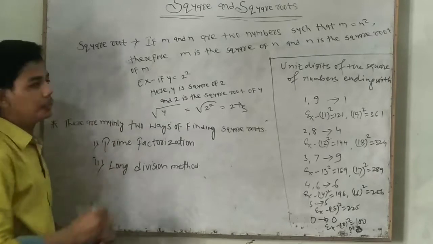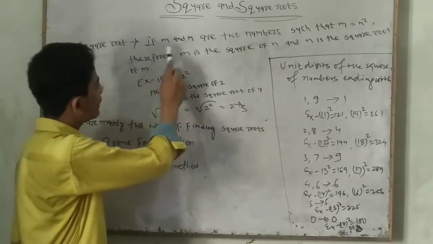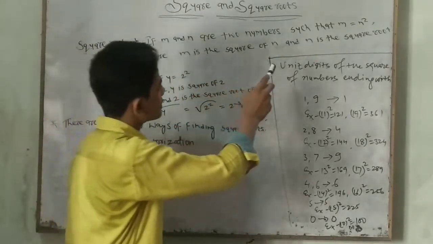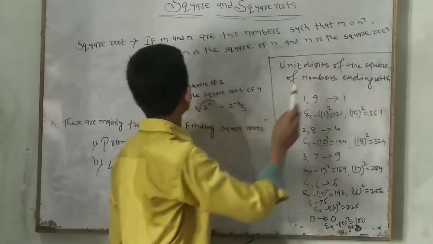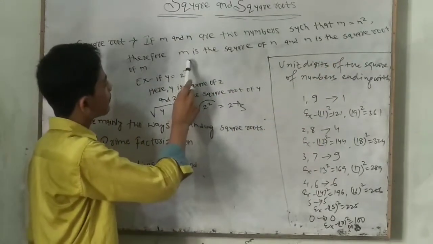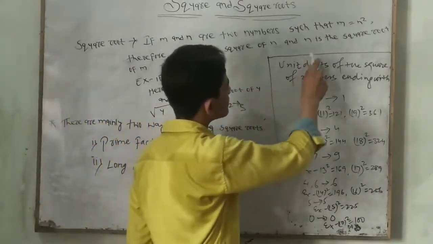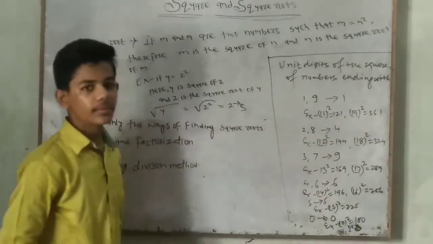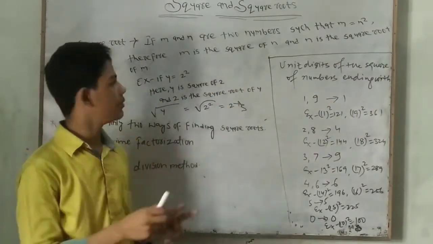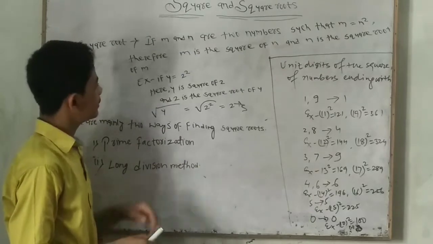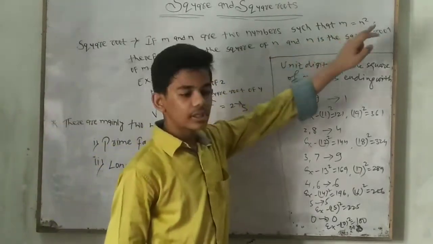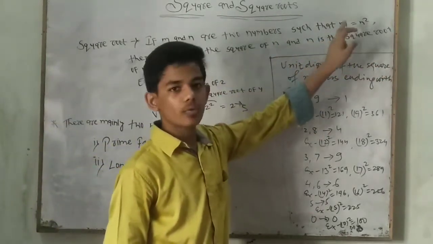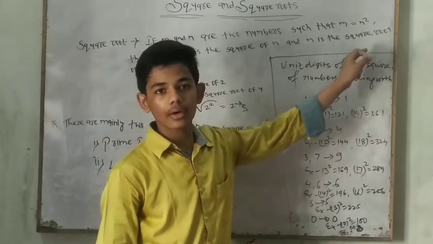The square root. If m and n are two numbers such that m is equal to n square, therefore m is the square of n and n is the square root of m. It means suppose there are two numbers, m and n. So here m is equal to n square, meaning m is the square of n and n is the square root of m.